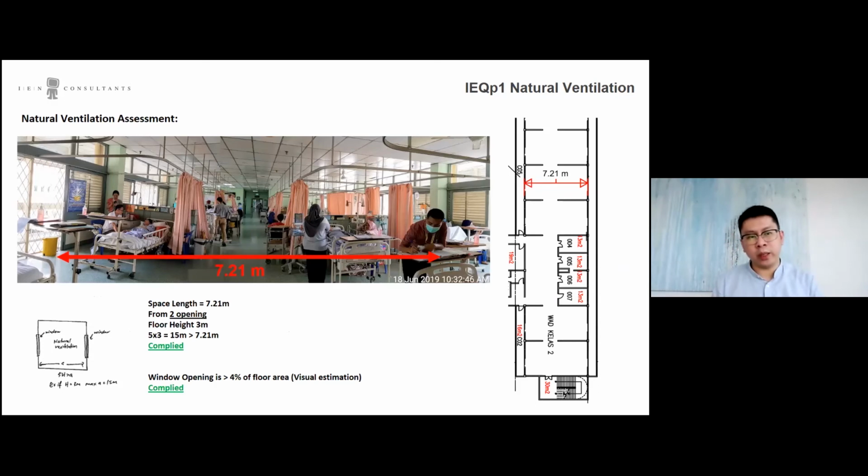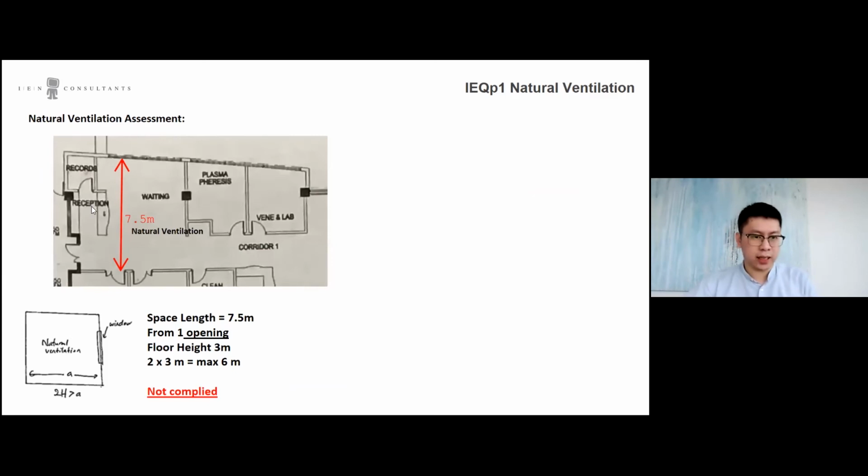For the window opening in this case, you can see the door is quite big and the window is quite big as well. There's an opening at the upper part, and an opening at the middle part. The opening size is quite big, more than 4%. But for the submission, we must calculate the opening area. Next, this is a case of not complying.